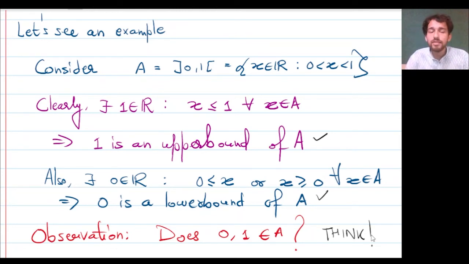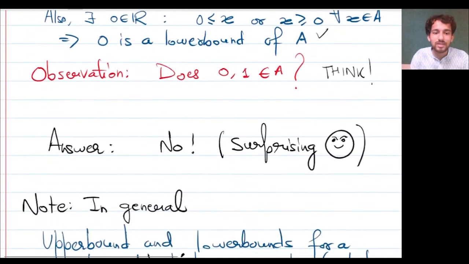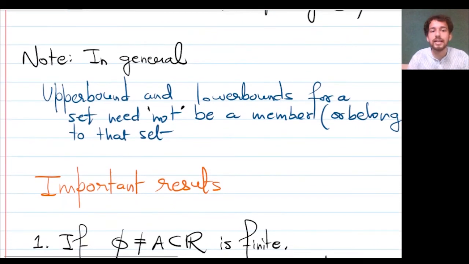So from here we see that whenever we find upper and lower bounds for any non-empty subset of the real line, they need not always belong to my original set. This is the observation which I made from this particular example, and this is true in general for any problem. The answer is no, surprisingly. A funny smiley for you. So in general, this is the note which you should understand: the upper bound and lower bound for a non-empty set need not be a member of that set.